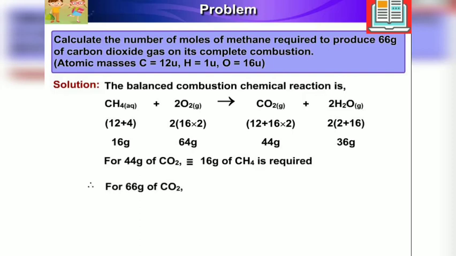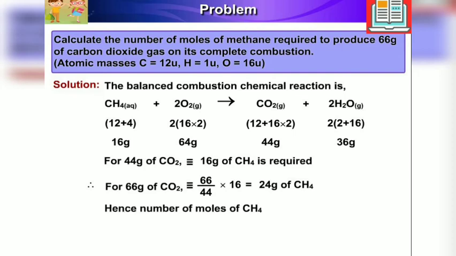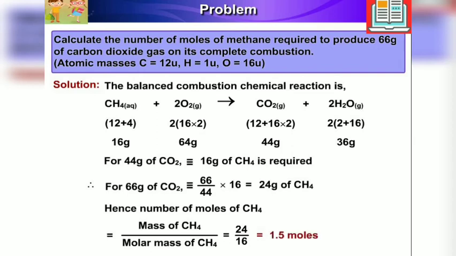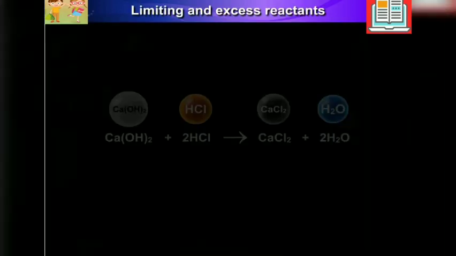Therefore, for 66 grams of CO2, the requirement is 66 upon 44 multiplied by 16, which is equal to 24 grams of CH4. Hence, the number of moles of CH4 is the mass of CH4 divided by the molar mass of CH4, which is 24 upon 16, equal to 1.5 moles.